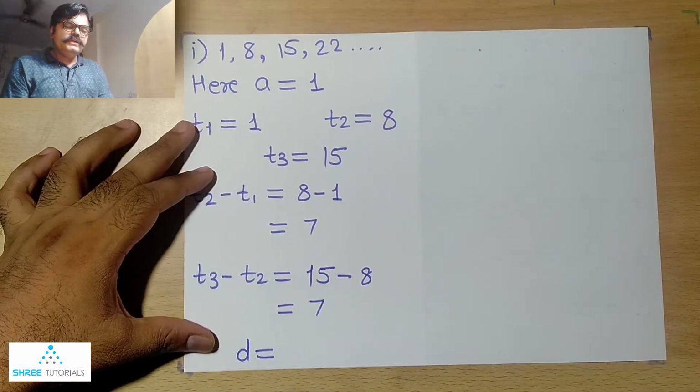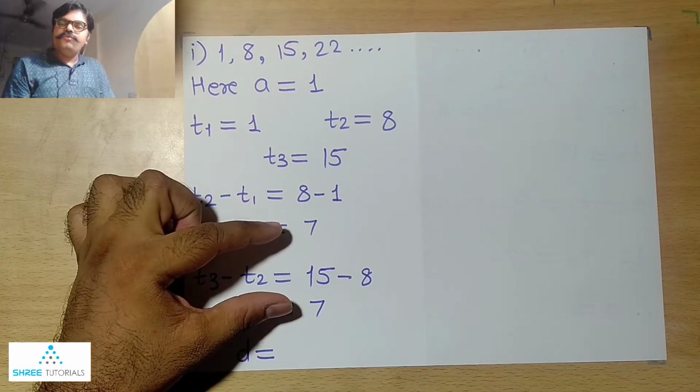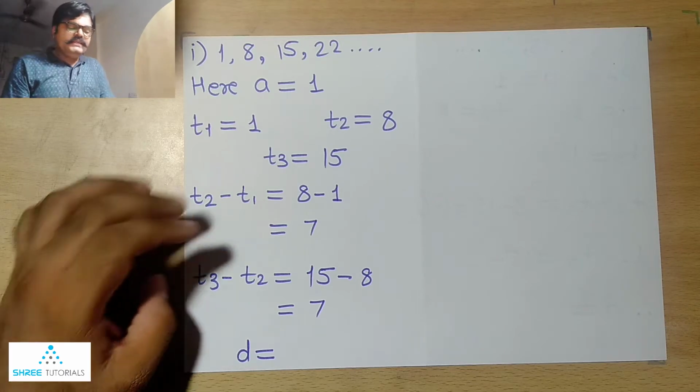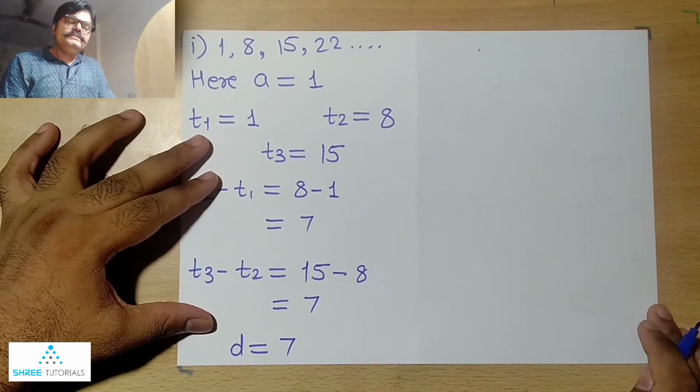Since both the times the differences we have got are the same, therefore the common difference, that means d, we can have is 7 itself. Therefore that is what I am going to mention in the place of this blank.